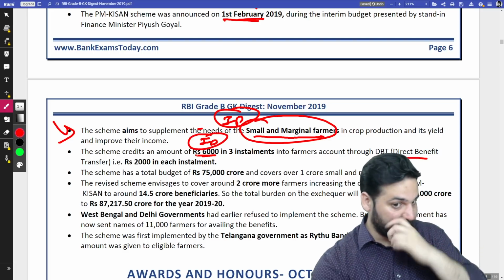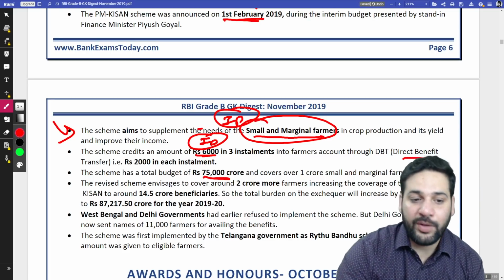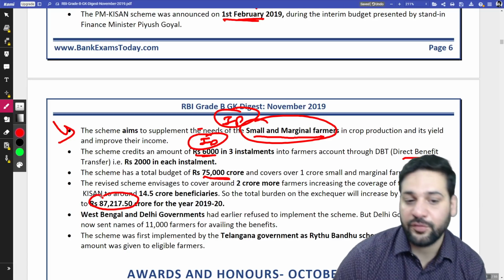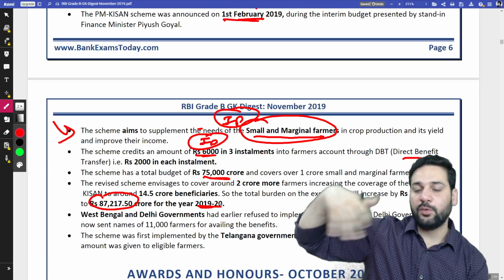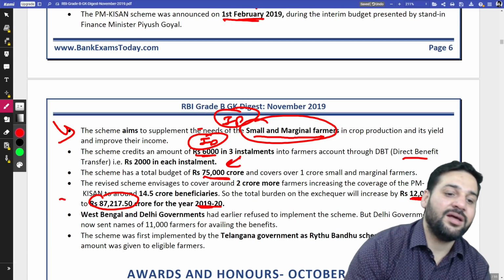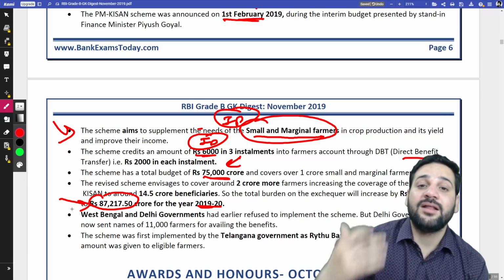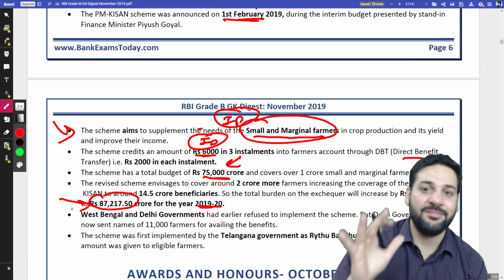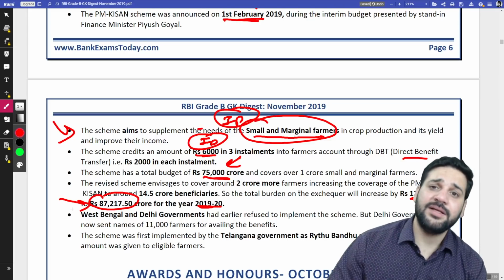This scheme had a total budget of 75,000 crore, but now this budget has been increased by 12,000 crore. Now the total budget is 87,217.5 crores for the year 2019-2020. So I did a quiz a few days back. In that quiz I made a mistake. I said 75,000 only, but now that has been increased to 87,270. So remember, please subscribe to the channel so that in the future if there is any mistake you'll get to know about it. So instead of cursing me that I provided wrong study material, I correct myself, so don't worry.